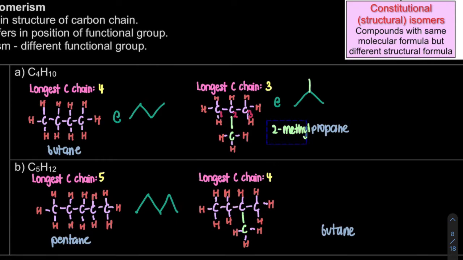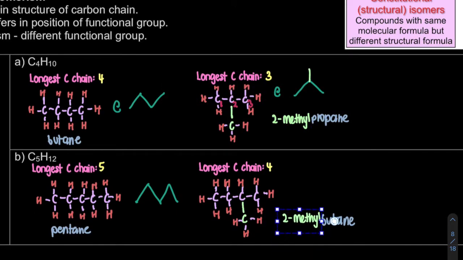The same from this one up here, it will be 2-methylbutane. So which way should the numbering go? The numbering should start here, number 1 here, number 2 here. So this is 2-methylbutane. For the longest carbon chain of 4, is there another possibility?